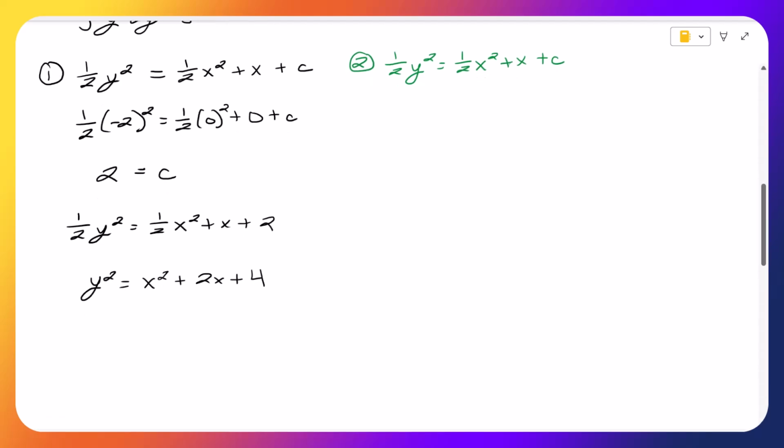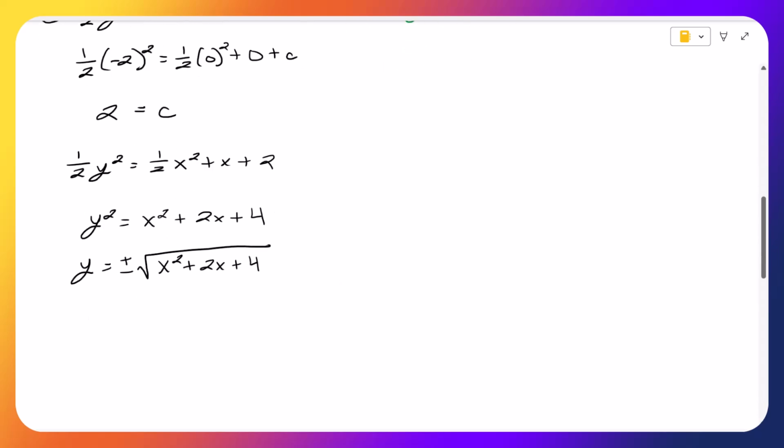And then here, we're going to take the square root to get rid of that. Y equals the square root. And remember, when we're doing a square root, we are losing the uniqueness of the sign, so we end up with plus or minus. And I'm actually noticing something here. X squared plus 2x plus 4.